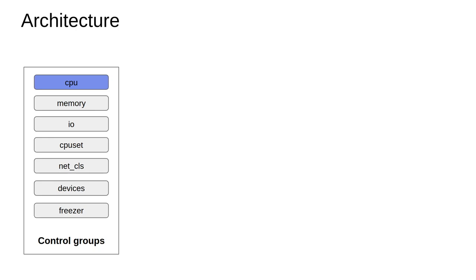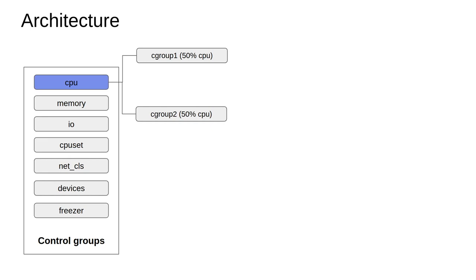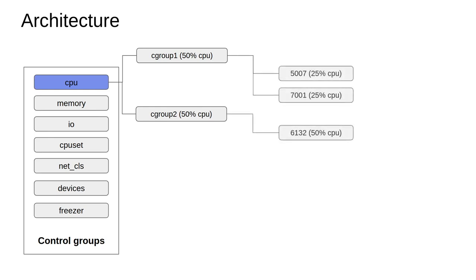The CPU control group is a way to limit the usage of CPU across processes. You can create two groups of CPU, and say that 50% of the CPU is allocated to group 1, and CPU group 2 gets the remaining 50%. Let's say there are two processes, 5007 and 7001, assigned to cgroup 1, and a third process, 6132, assigned to cgroup 2. Then 6132 gets the entire 50% CPU allocated to cgroup 2, as against 50% of the 50% CPU allocated to cgroup 1.